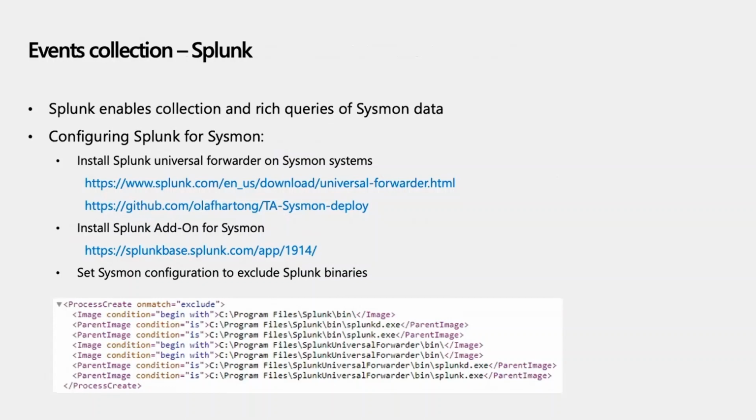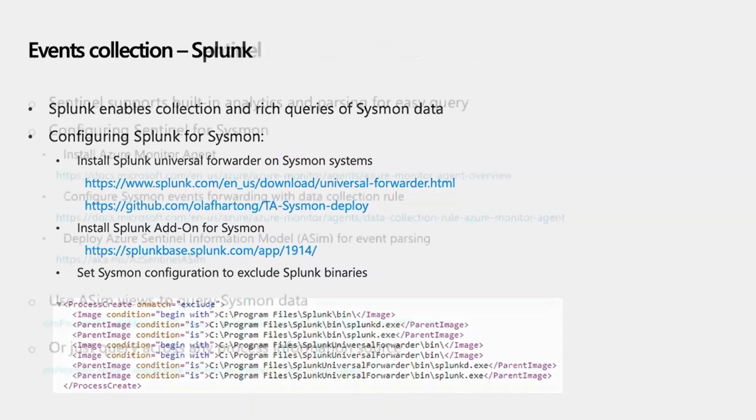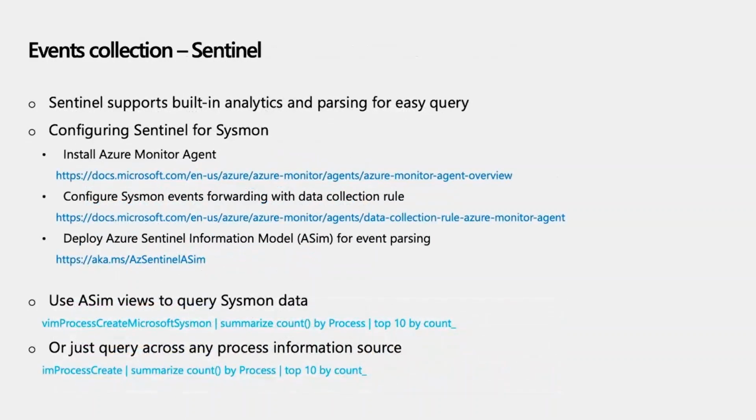Another way you can collect the events for analysis is Sentinel. Sentinel supports the analytics and the parsing for query of Sysmon events. The way you would do that is you install the Azure Monitor agent. You configure that agent to take the Sysmon events out. And then on your Sentinel instance, you install the Azure Sentinel Information Model, or ASIM, that will allow you to automatically parse those events so they can be queried like any process creation event on Sentinel through the different views.